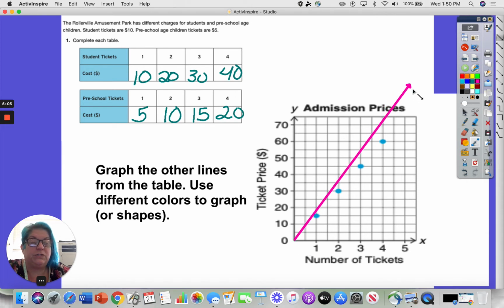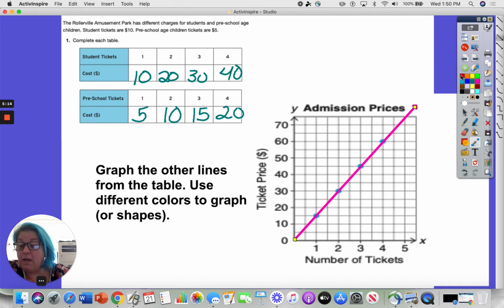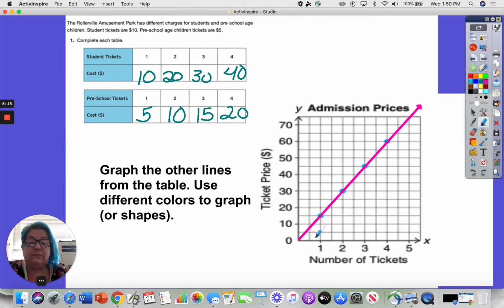First of all, I'm going to do this one. This is the adult ticket price. And I have colors. So you are going to sketch this graph in your notebook, and you are going to do the same thing. So I need to put points down. I have 1 and 10. Oh wait, I need to change that color. I don't want it pink. 1 and 10, 2 and 20, 3 and 30.